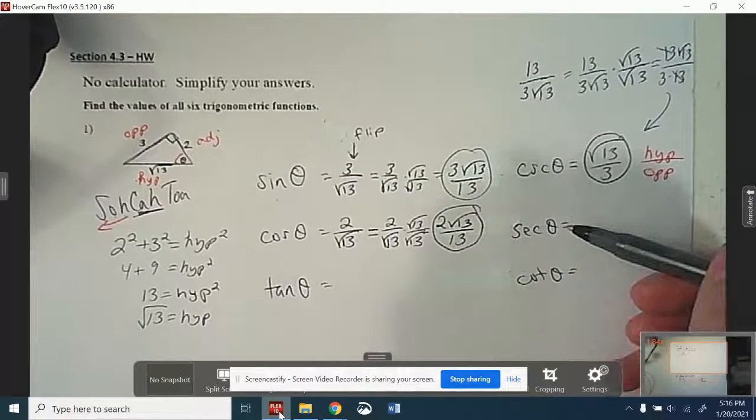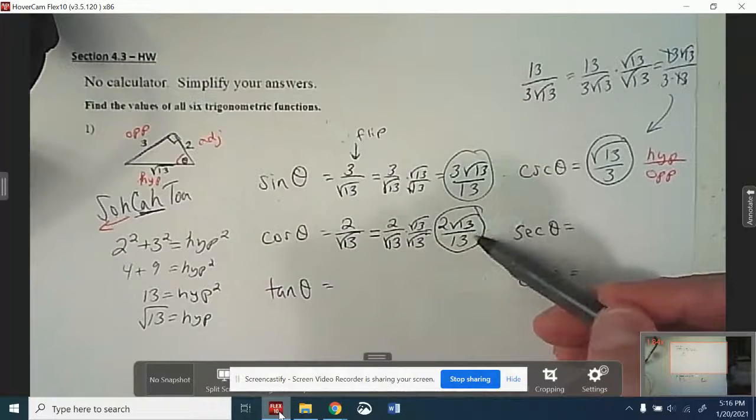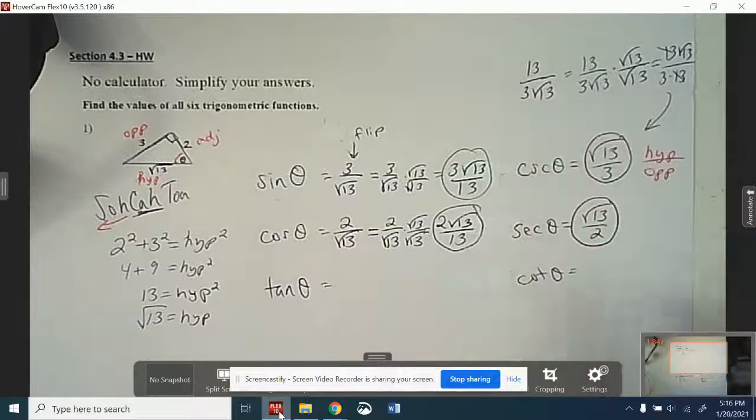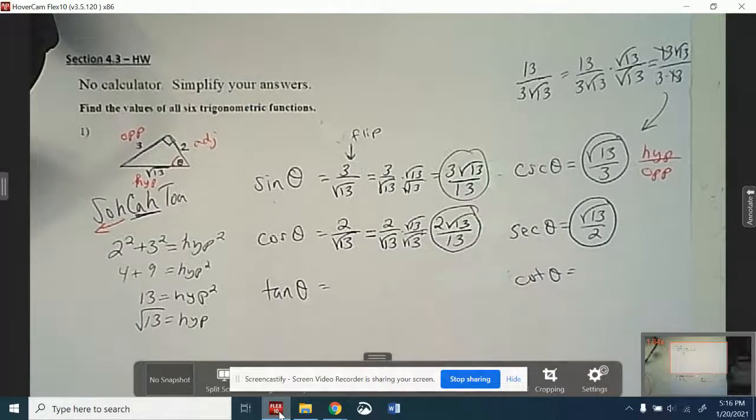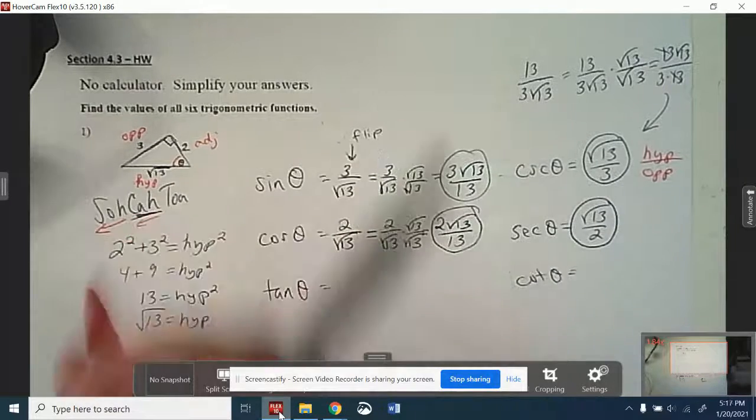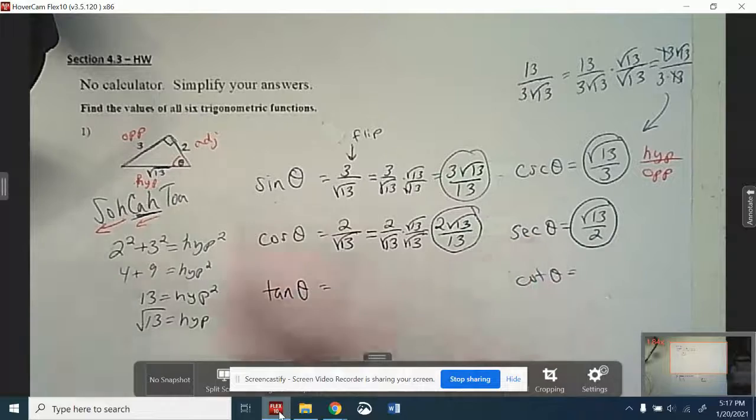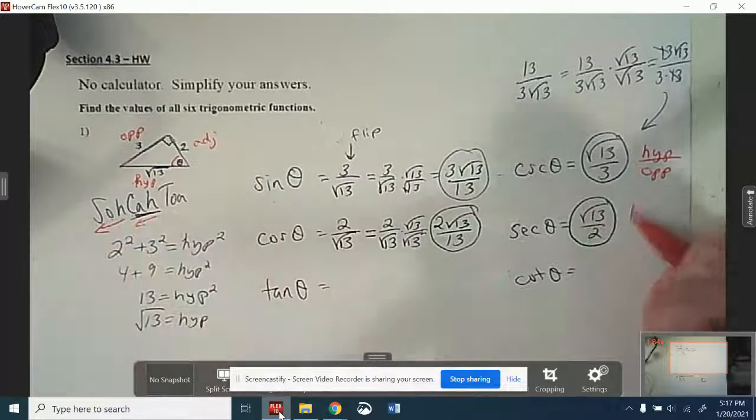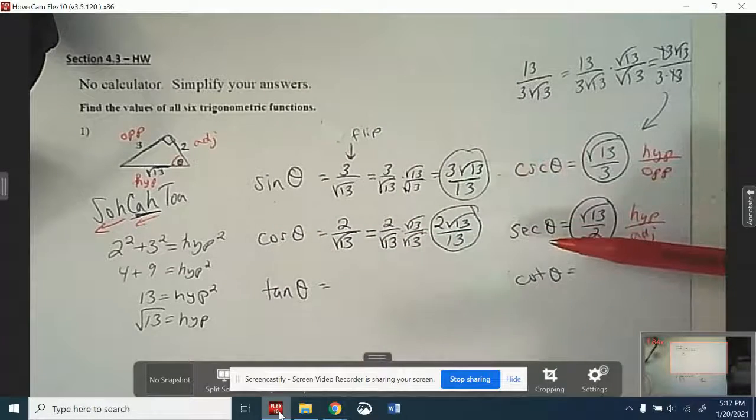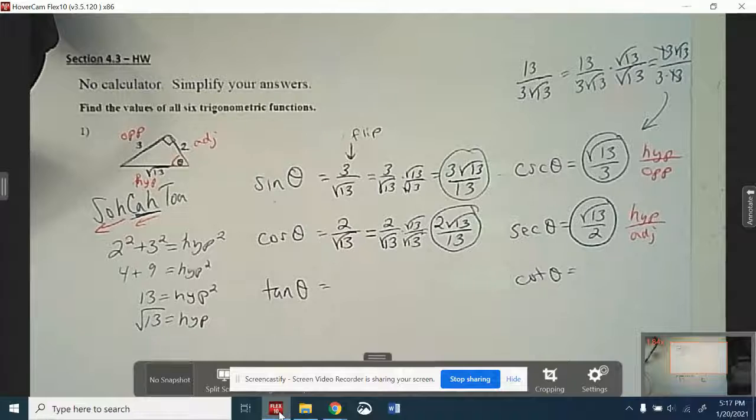For secant, we can flip cosine, but again, don't flip this one. Just flip this one over here. Or you can find that using the definition. Since cosine and secant are reciprocals, if cosine is adjacent over hypotenuse, if we run that backwards, the definition of secant is hypotenuse over adjacent. And right now, that may make your brain hurt. But once you get used to who the reciprocal partners are, it becomes a very quick process for you.